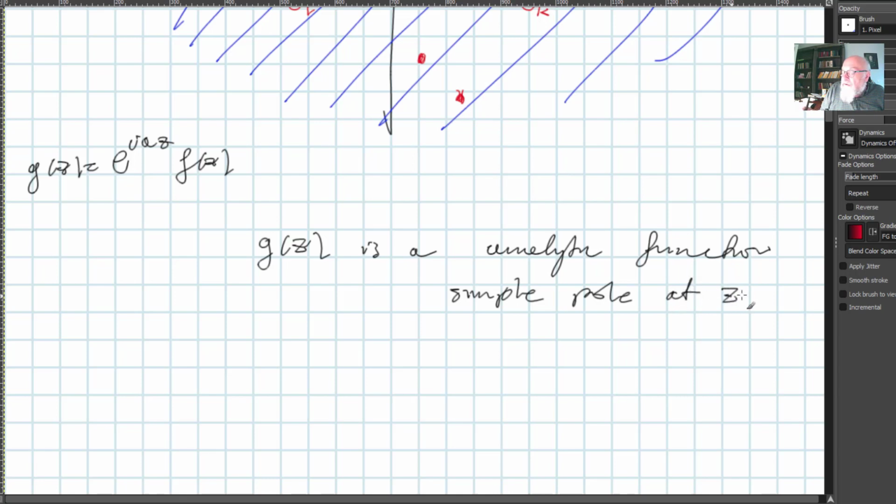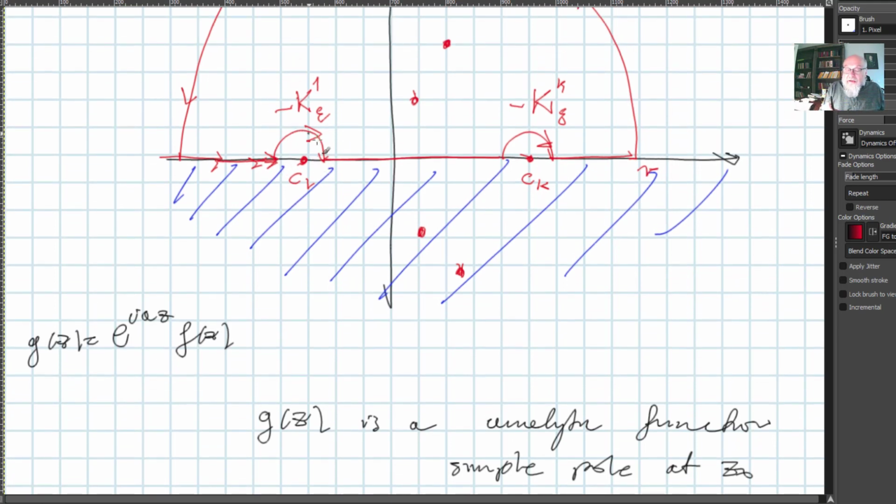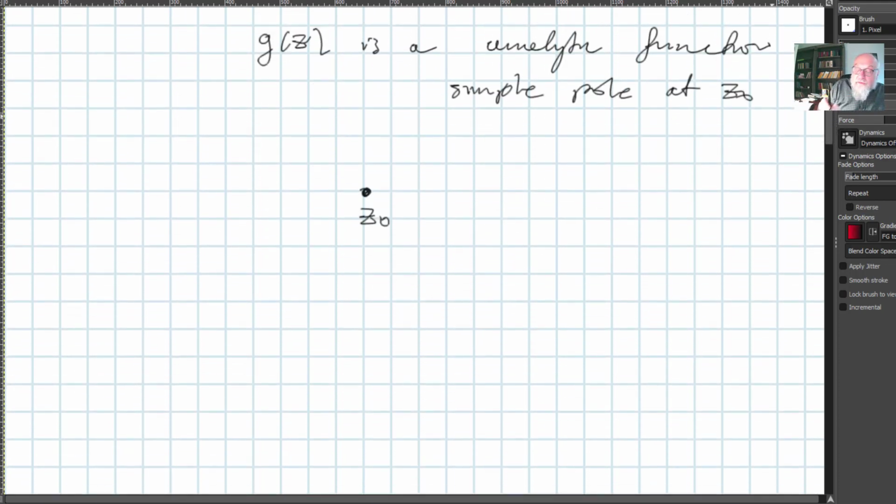So I have a simple pole at z0. I take this integral, and this one goes that way, so I reverse it and consider a small epsilon, a semicircle K epsilon in that direction. It's not a whole circle, but half of it. Let's compute this particular integral. That's not difficult. So now let me do it.